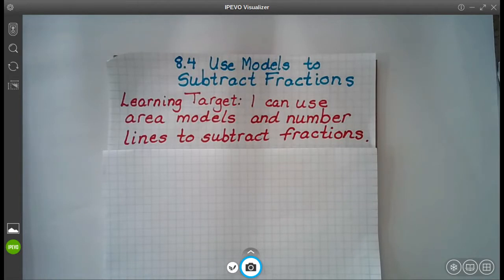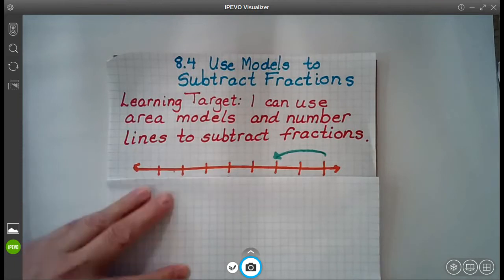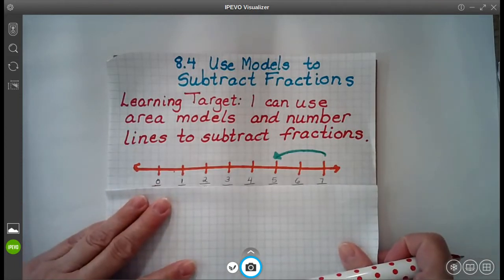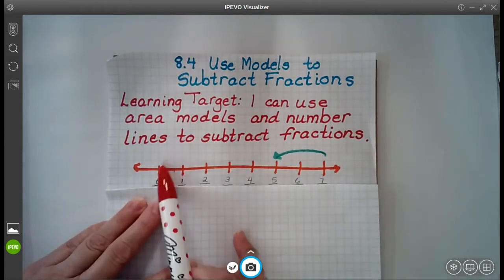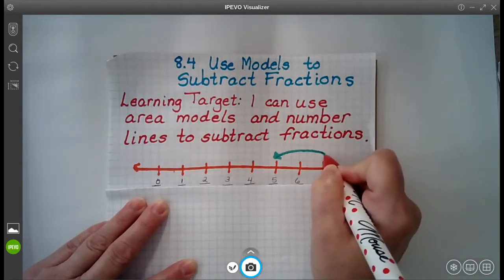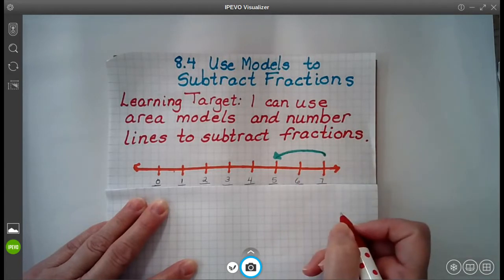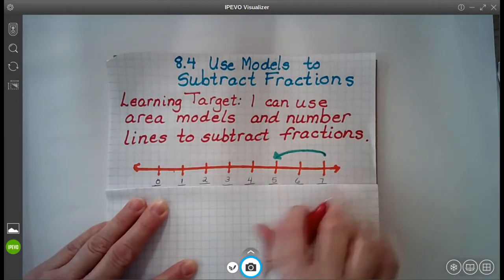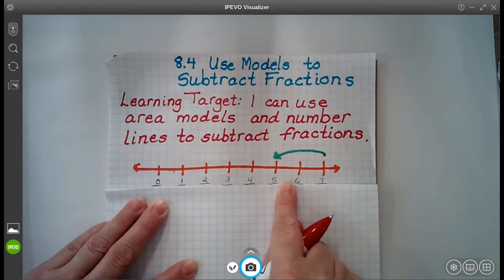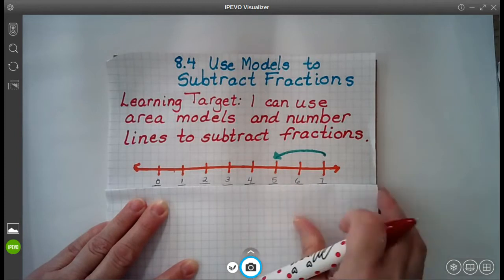Similar to what we did when we first started adding fractions, we are going to work with area models and number lines. All right, so let's take a look here. I already drew a number line, and it goes from 0 to 7. And here's an arrow. We start at 7, and then it goes backwards to 5. What do you think the subtraction problem is that's modeled here on the number line? If you said 7 minus 2 equals 5, you would be correct.